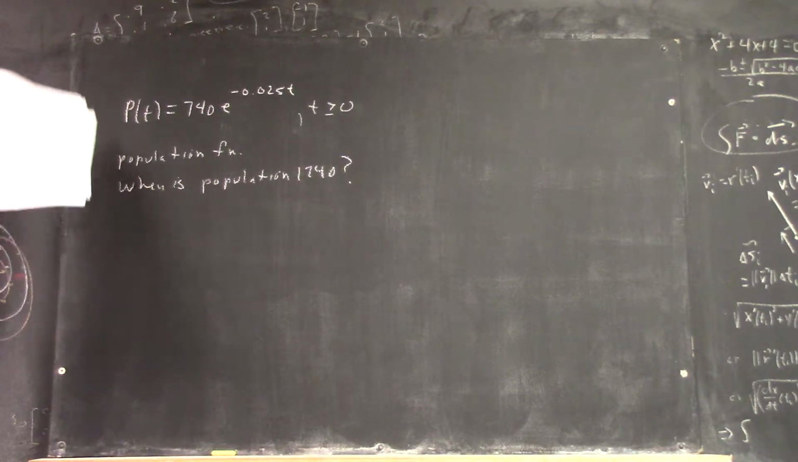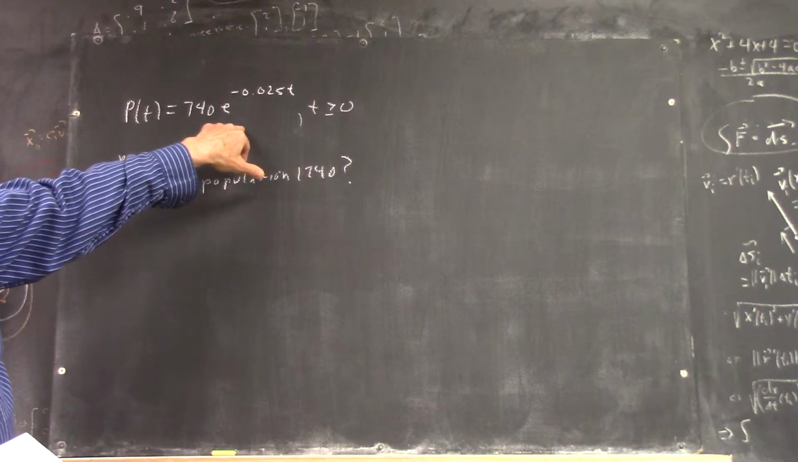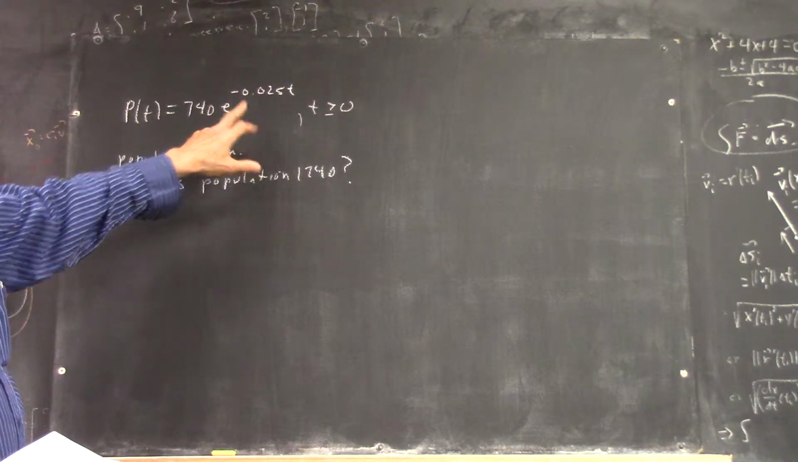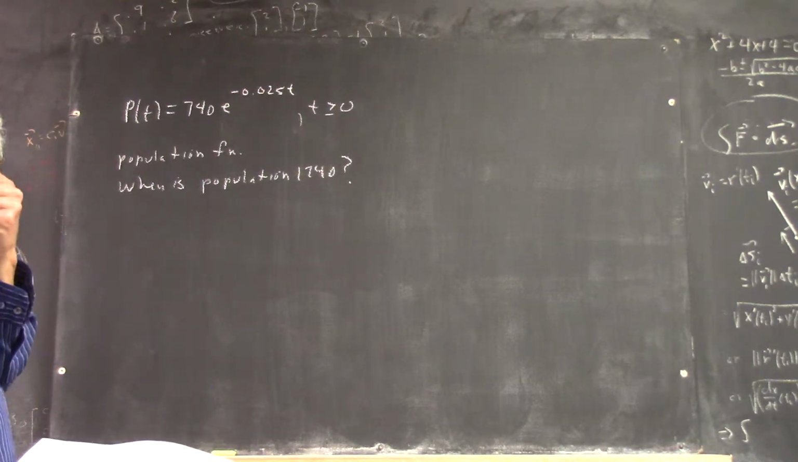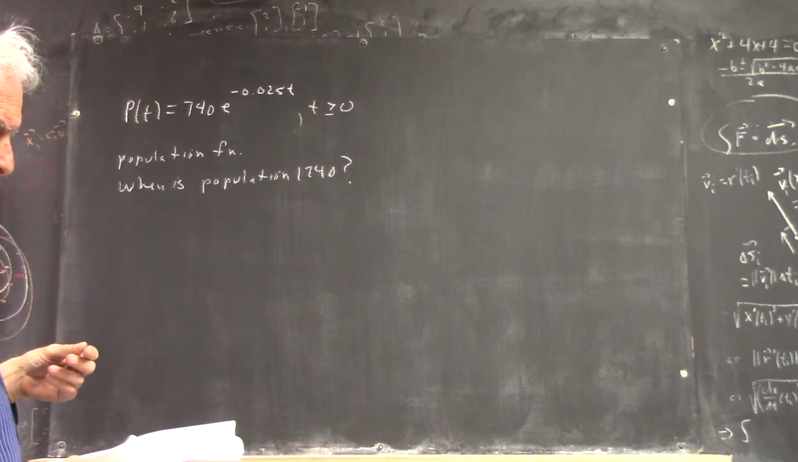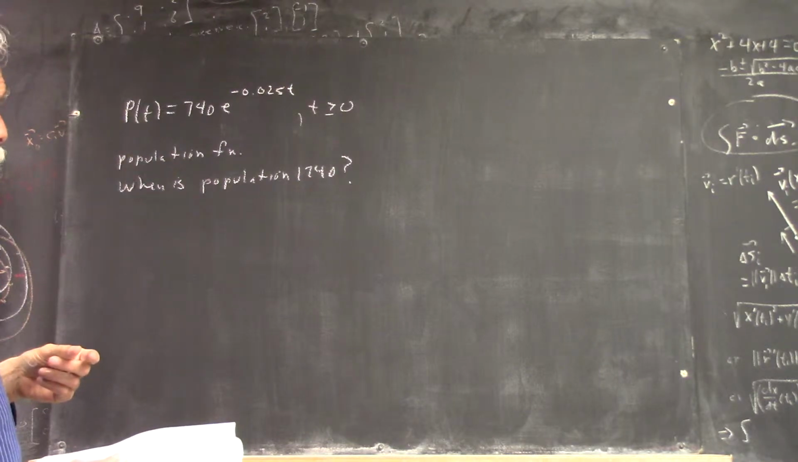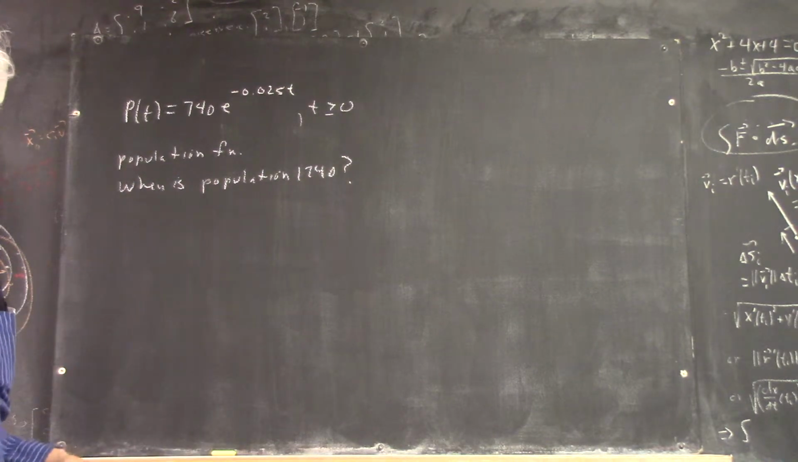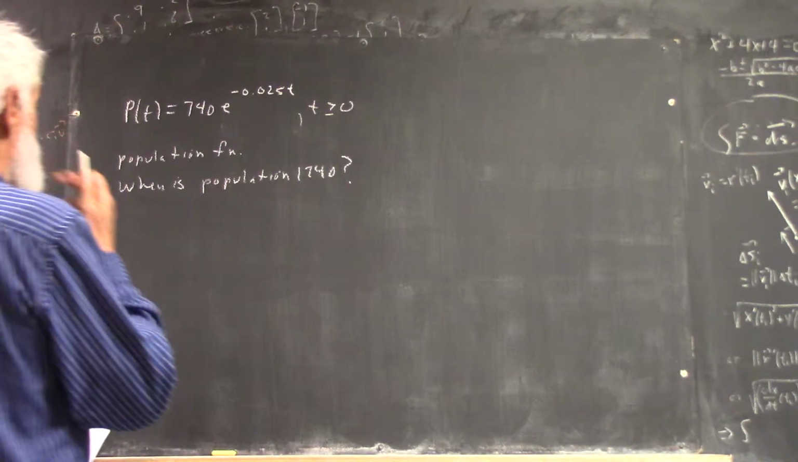Okay. Typical question is a population function, right? It could be any kind of an exponential function. And actually, 1,740 is not a real good model. But that's okay, we're gonna solve it anyway because we make sense of it. Not a real good question.